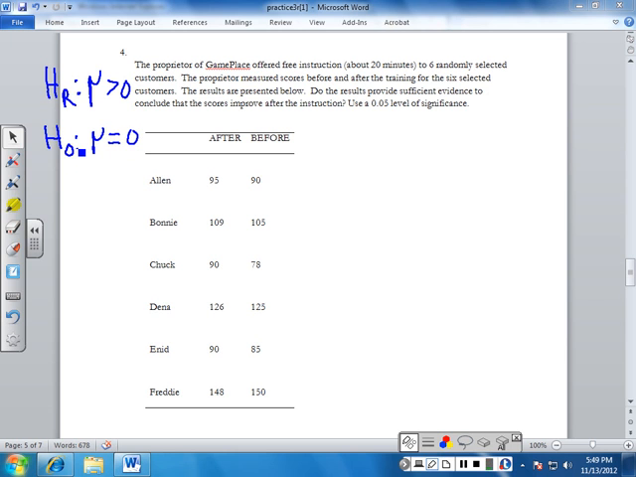The other thing, and the reason I'm assuming here that the higher the number, the higher the score. If this was talking about how long it took them to finish the game or something like that, then lower would be better. Okay. So I'm going to do after minus before and just let that equal x. So Alan improved by 5. So this is kind of like your exam scores. They're going to go up, hopefully more than 5.